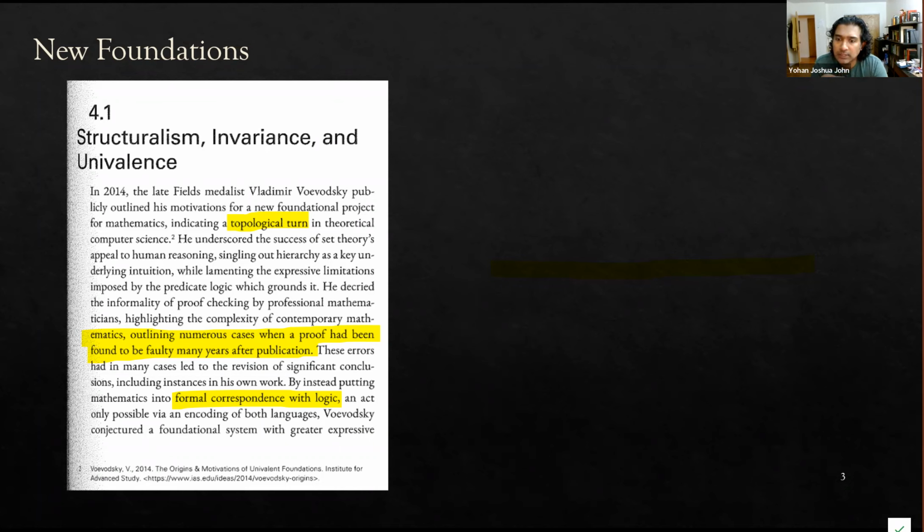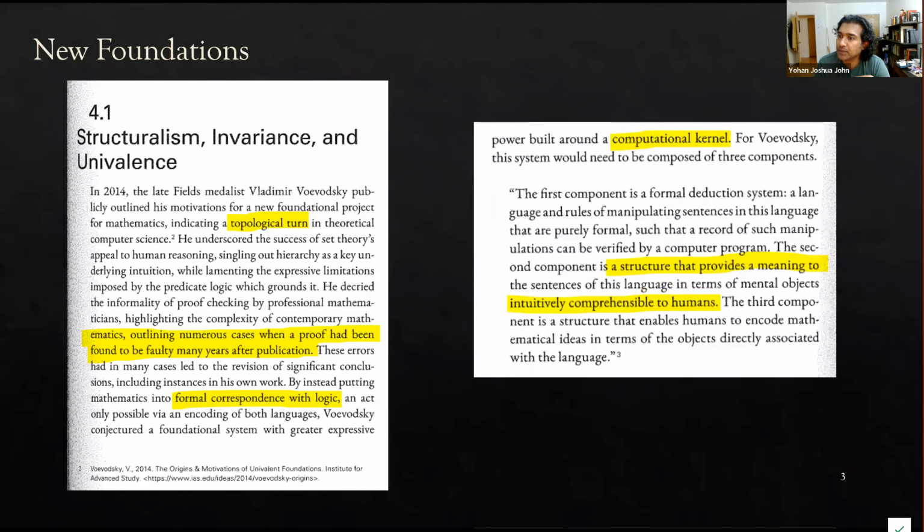So these errors had in many cases led to a revision of significant conclusions. But instead of putting mathematics into formal correspondence with logic, an act only possible via encoding of both languages, Voevodsky conjectured a foundational system with greater expressive power, put around a computational kernel.